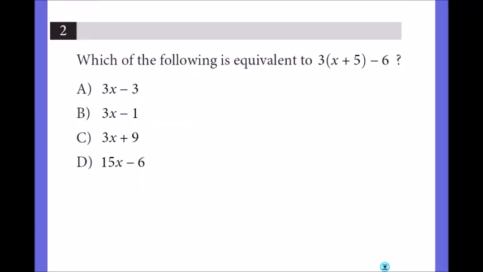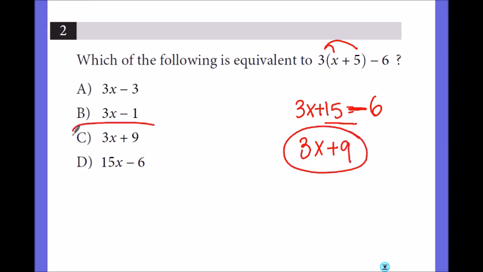Which of the following is equivalent to 3(x plus 5) minus 6? So you distribute: 3x plus 15 minus 6. Oh, this is just minus, I'm sorry. So 15 minus 6 is plus 9. 3x plus 9, C.